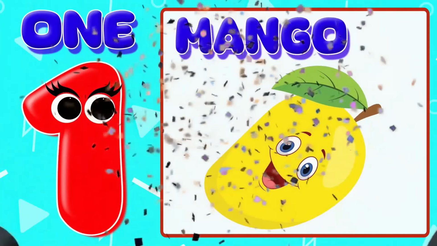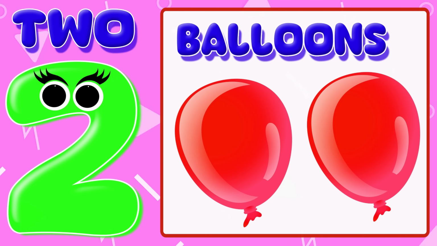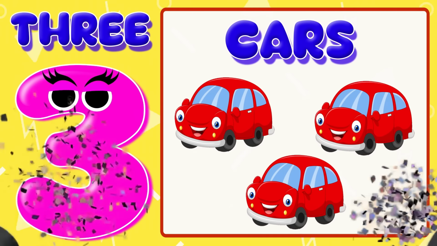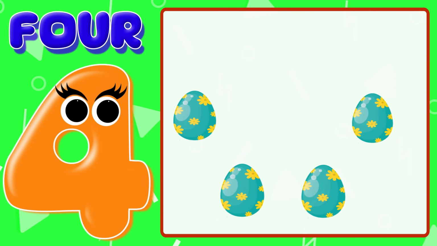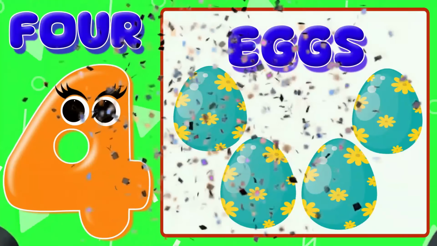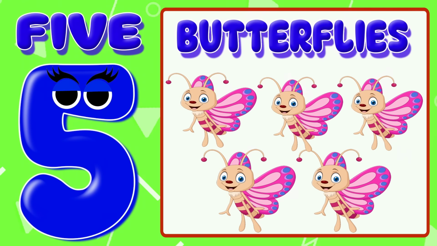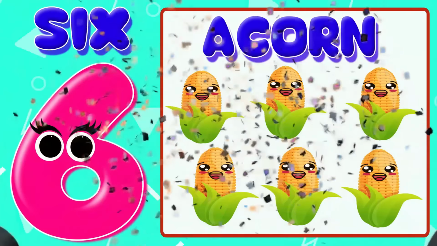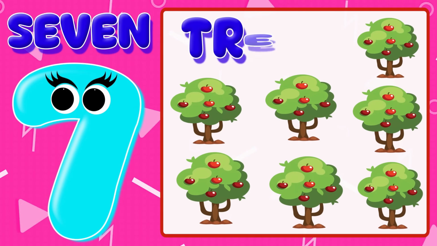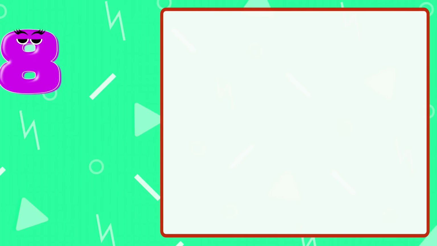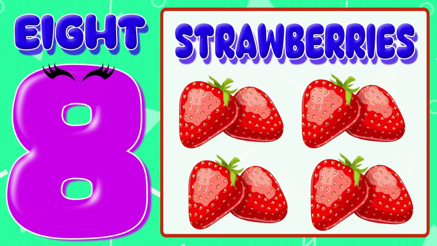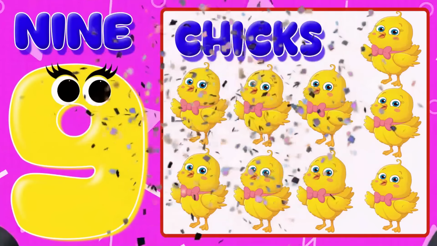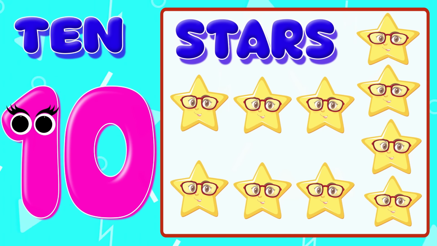One mango. Two balloons. Three cars. Four eggs. Five butterflies. Six acorn. Seven trees. Eight strawberries. Nine chicks. Ten stars.